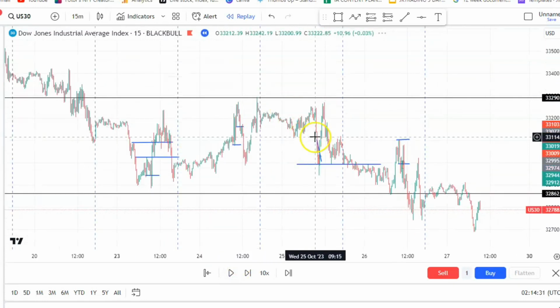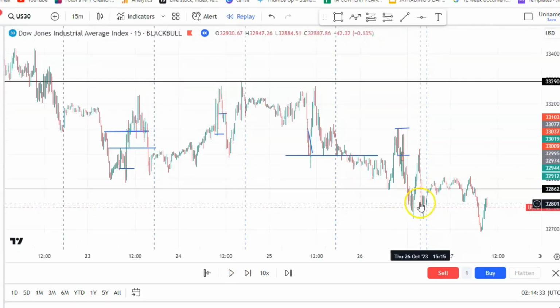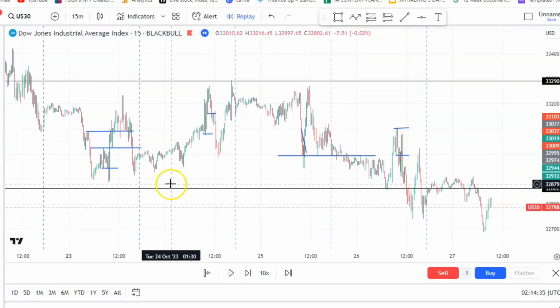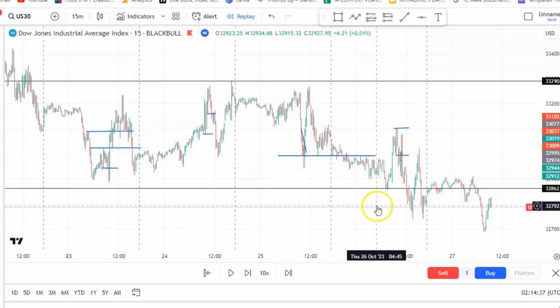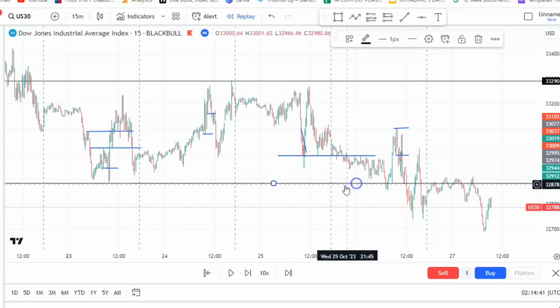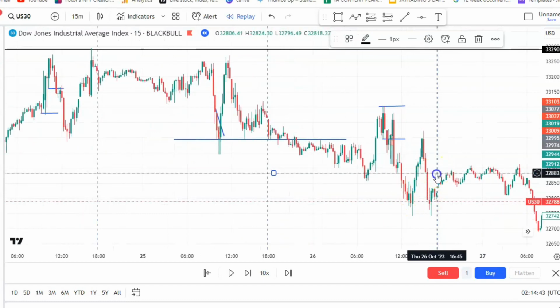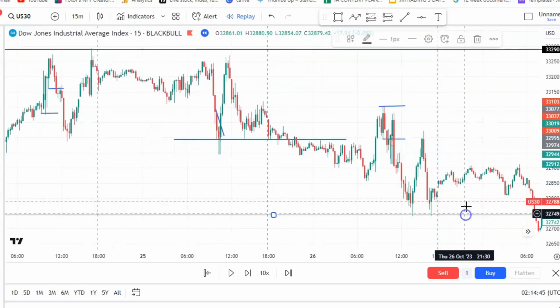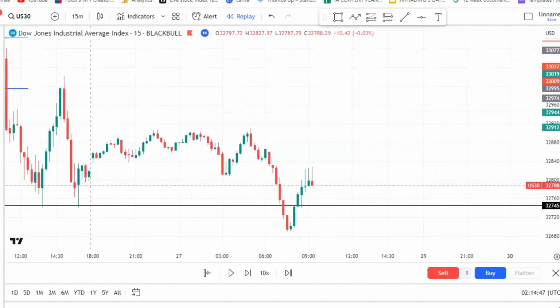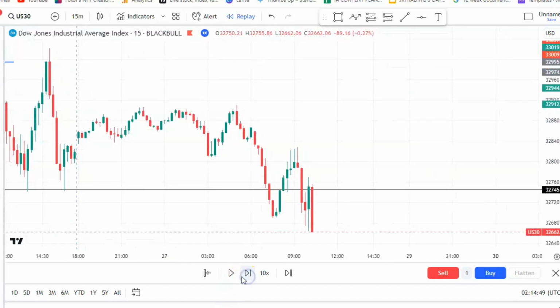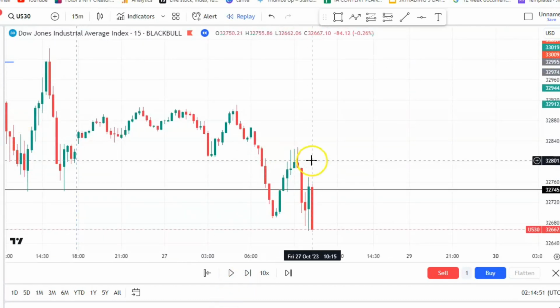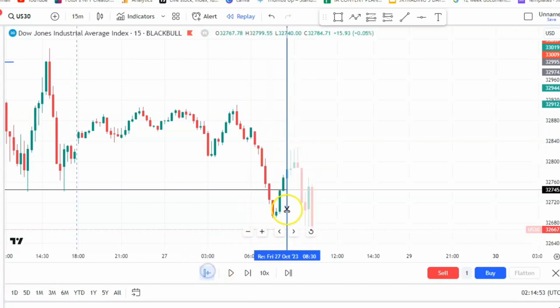And what happens? Price breaks out and so this is the low of the week. Price closes outside of the range, we are still selling. We're still going short. So there is no big issue here.